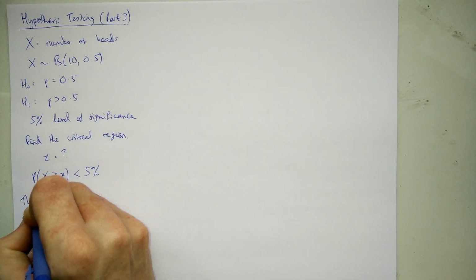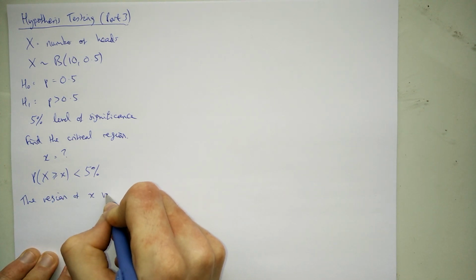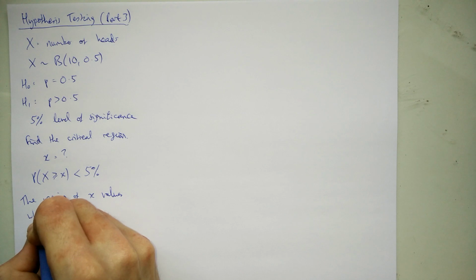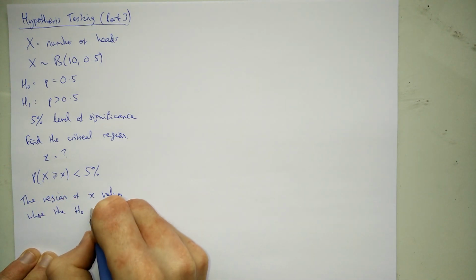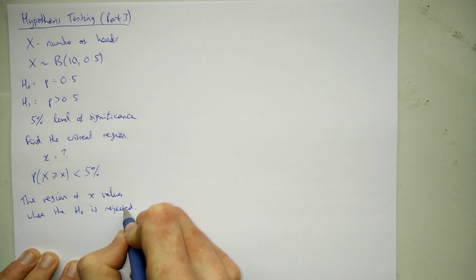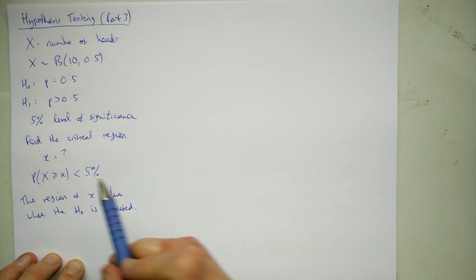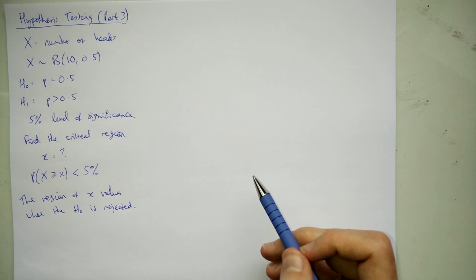So this is really the region of x values where the null hypothesis, H0, is rejected. Because we're doing a bigger than 0.5, it's going to be a bigger than there. So we're going to look at maybe x is, well, we know 7 isn't rejected, so maybe 8 or 9 or 10, and it would be rejected.